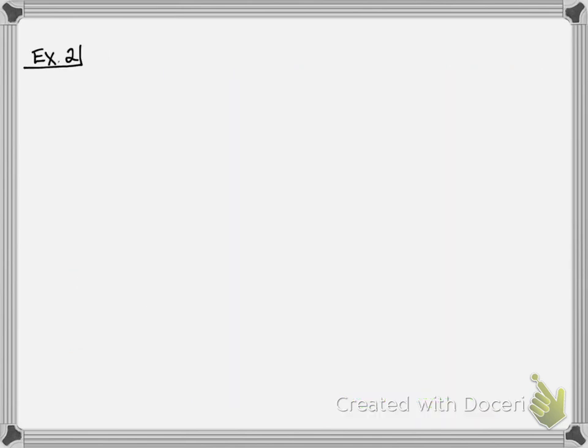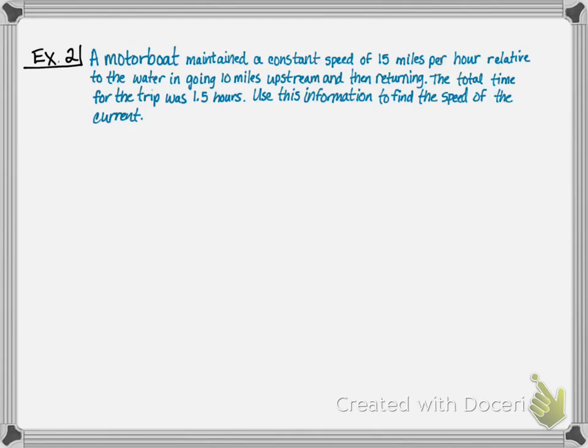Example 2. A motorboat maintained a constant speed of 15 miles per hour relative to the water in going 10 miles upstream and then returning. The total time for the trip was 1.5 hours. Use this information to find the speed of the current.